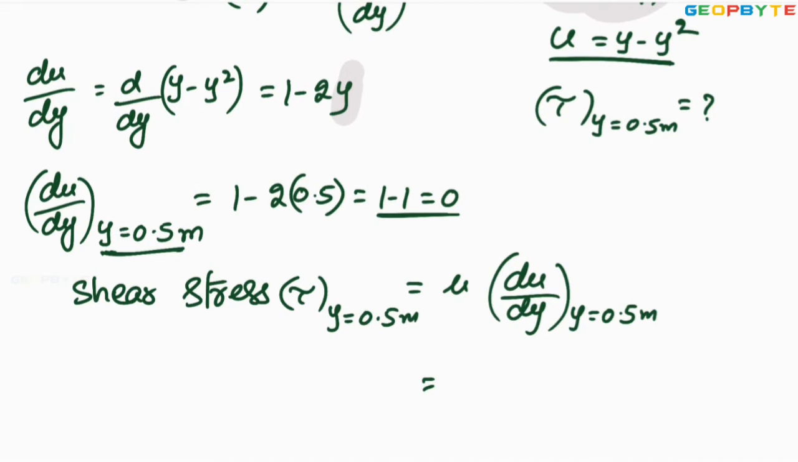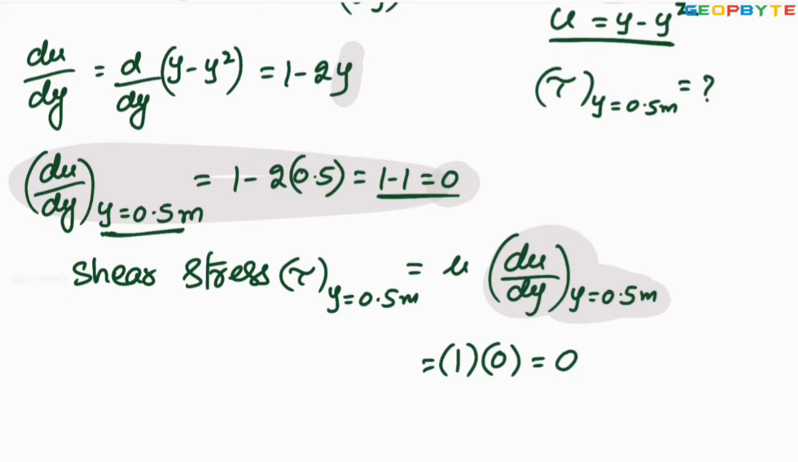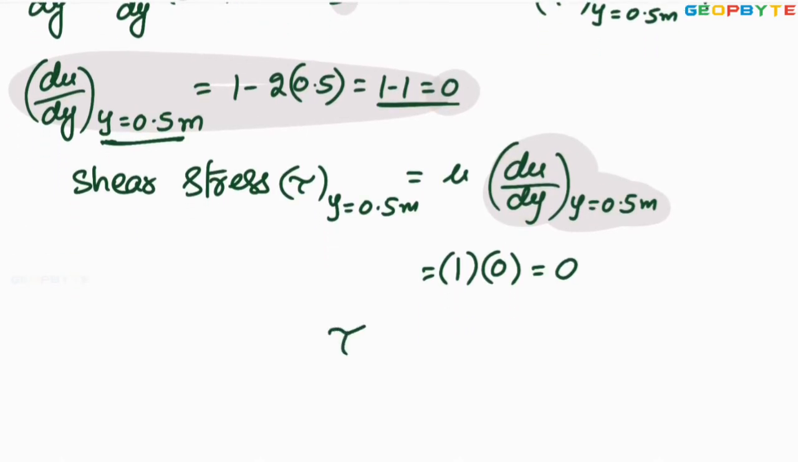1 Newton second per meter square into du by dy. The du by dy at y equal to 0.5 meter is equal to simply 0 into 0. 0 into something is 0. Therefore, the shear stress at y equal to 0.5 meter is equal to 0.